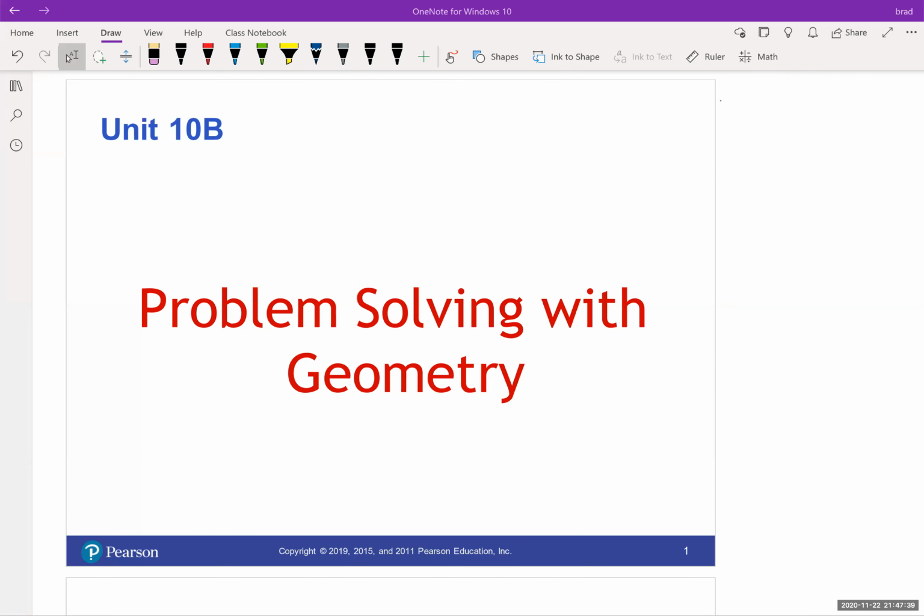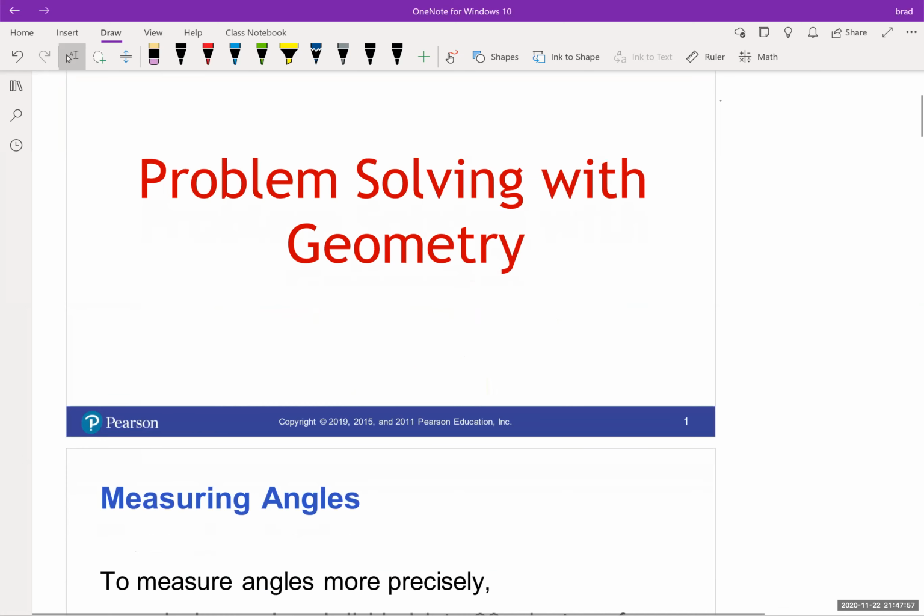Okay, you guys, so today we're going to finish 10B. We're getting kind of close to the end of the course. We may not do another section, but for 10B, problem solving with geometry, we're going to kind of skip around. The book has a whole bunch of scattered information in this section, so I'm going to pick my favorite parts of 10B.